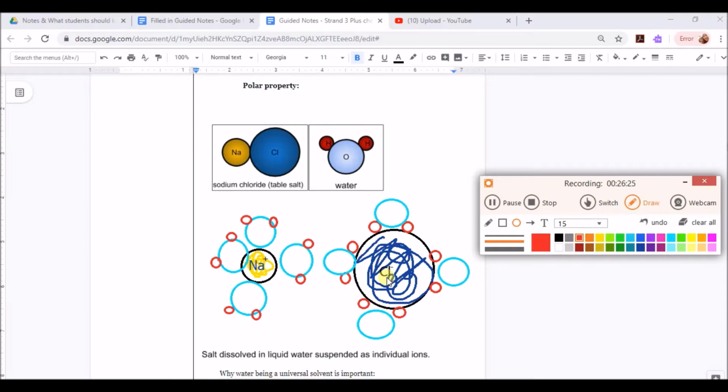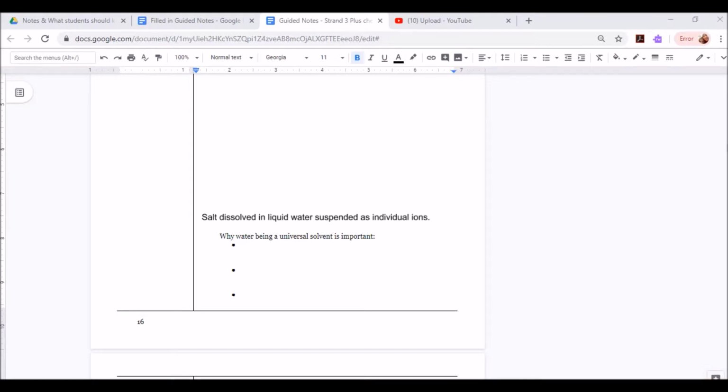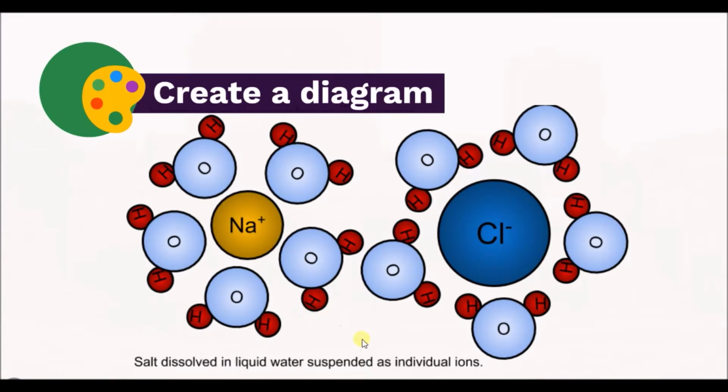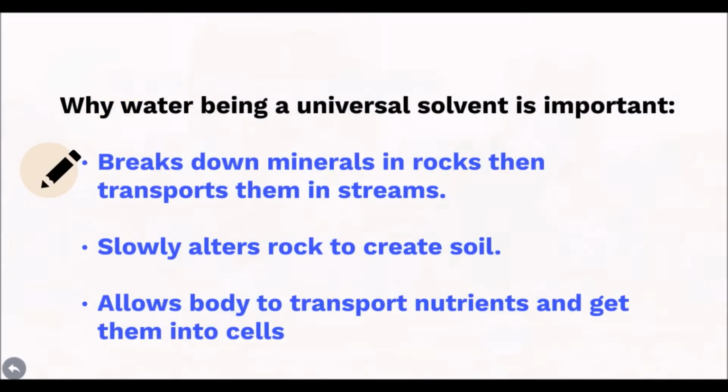Let's go ahead and talk about why being a universal solvent matters and why we care at all. So we're going to write this down here in our notes, right where it says salt dissolved in liquid water suspended as ions, and then underneath that it says why water being a universal solvent is important. Why do we care? All right, so why this is important, these three things. This is what I want you to write down on those 3 bullets list that I showed you.